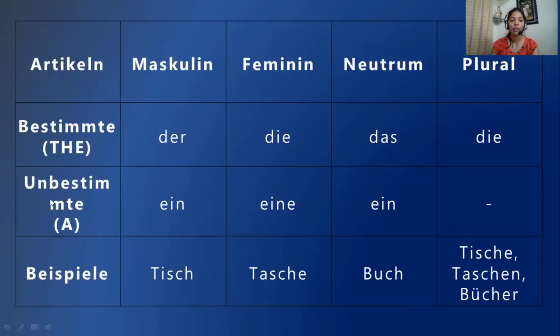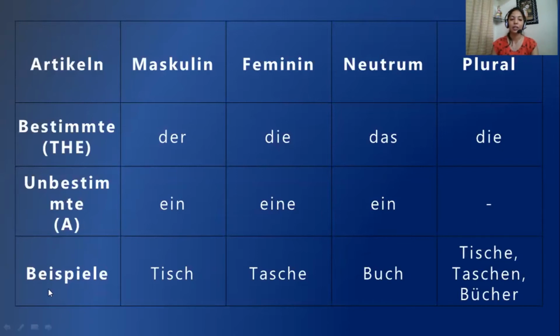Next, let's check the unbestimmte Articles, which is 'a' or 'an' in English. When the particular substantive is masculine, you use the article ein. For feminine, eine, und Neutrum, it is ein. In plural, you never say 'a apples', right? You always say 'the apples'. It's never 'an apples', so you never have a plural for the unbestimmte Articles.